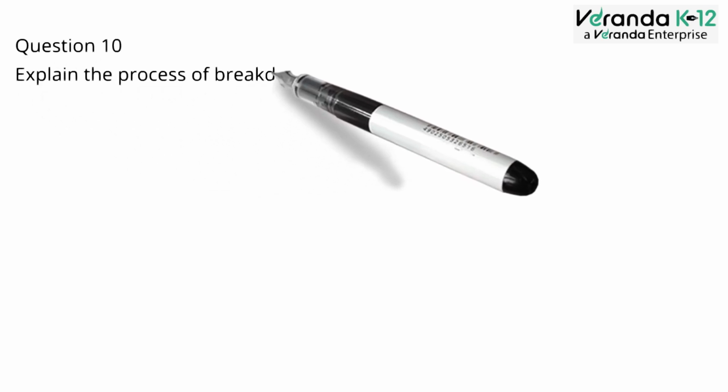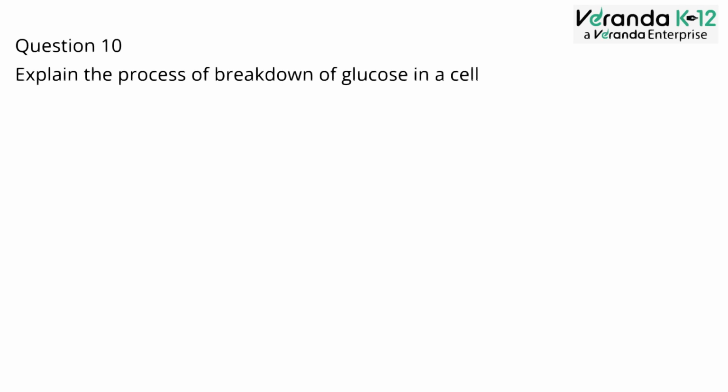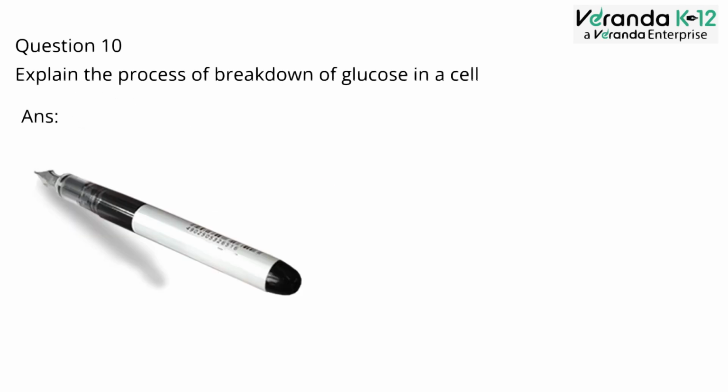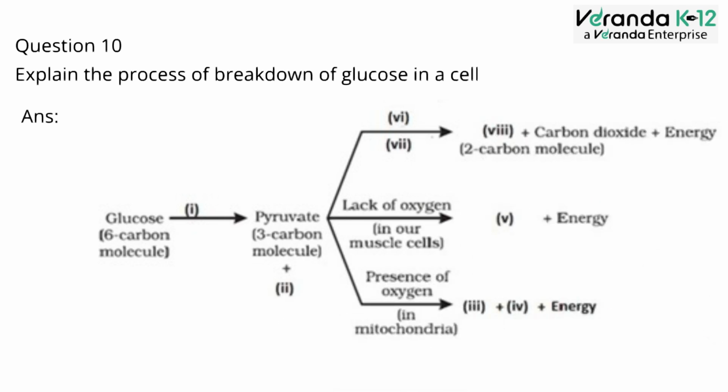Question number 10. Explain the process of breakdown of glucose in a cell. Glucose, which is a 6-carbon molecule, is converted into pyruvate, which is a 3-carbon molecule. This happens in the cytoplasm. Now, the pyruvate, in the absence of oxygen in yeast, gets converted to ethanol, carbon dioxide and energy. Ethanol is a 2-carbon molecule.